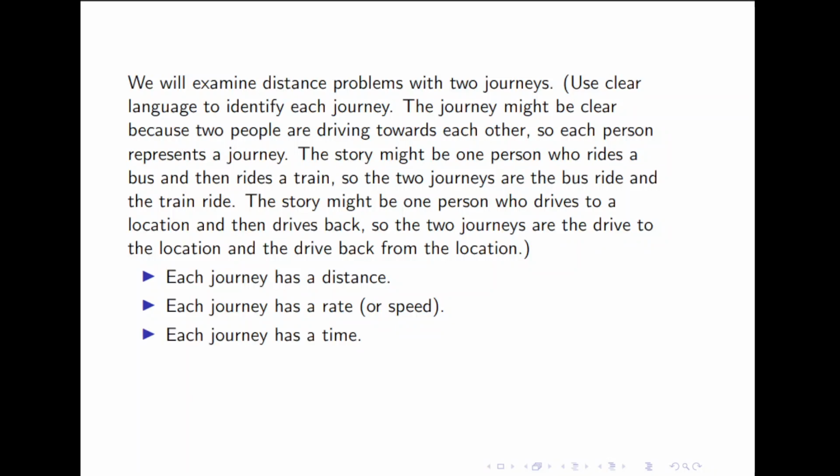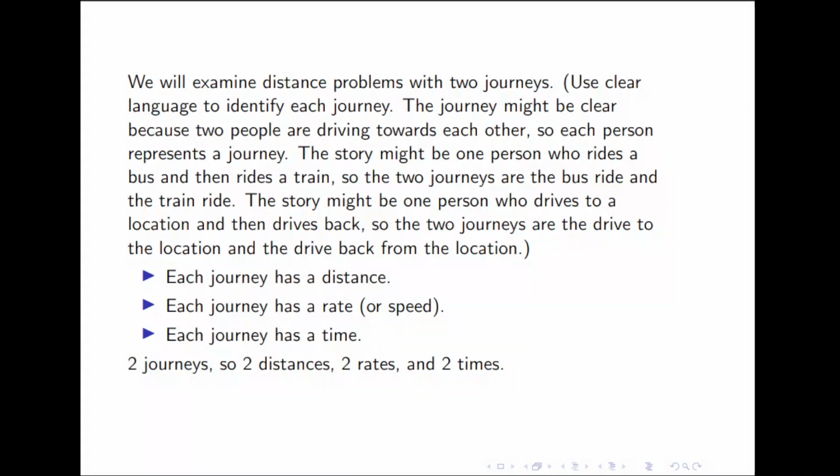Each journey has a time. Similarly, saying that t is the time is not clear enough. There are two journeys, so there are two distances, two rates, and two times. In general, that means we have to keep track of 6 values, which can potentially all be different.